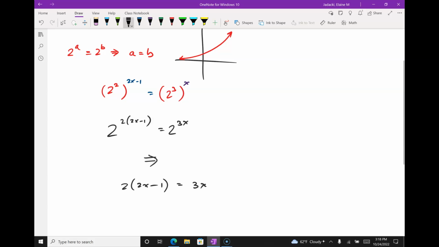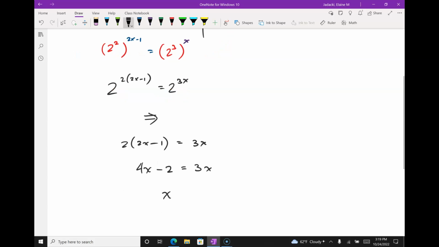Because the bases are the same and the function is 1 to 1, if the bases are the same, the exponents have to be the same if they're equal. So what do I get? I get 4x minus 2 equals 3x. So I get x equals 2. That's simple.